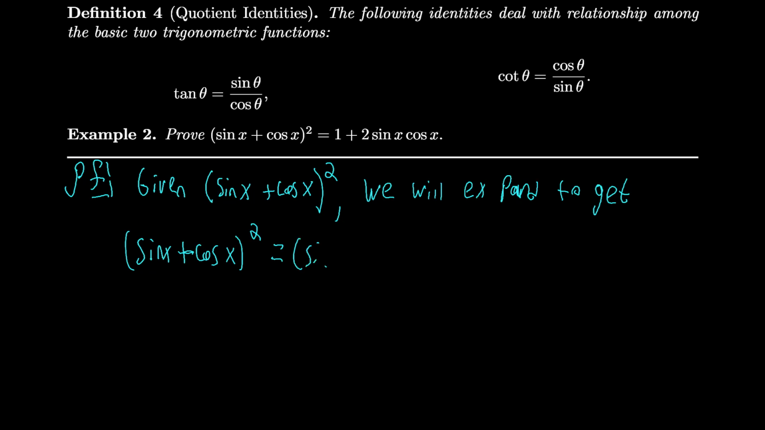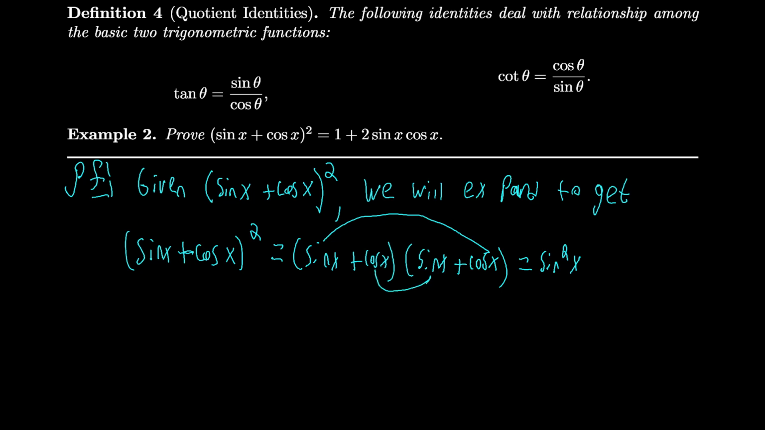So if you want to write out every single step, that's sine x plus cosine x times sine x plus cosine x, like that. And then when you expand this out, we're just going to FOIL it. Sine x times sine x is sine squared x. Then you're going to get a sine x times a cosine x, so sine x cosine x, and a cosine x times a sine x. So another sine x cosine x.